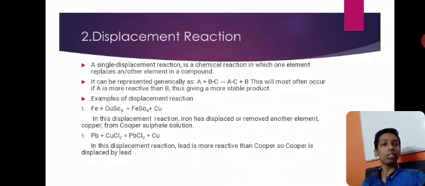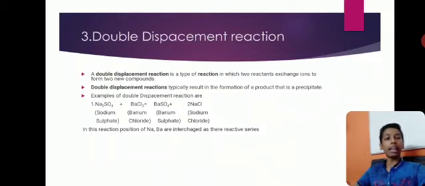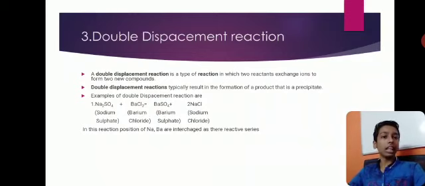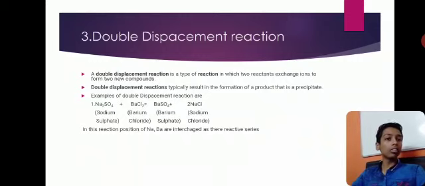Now we will see our third reaction, that is double displacement reaction. A double displacement reaction is a type of reaction in which two reactants exchange their places to form two new compounds. A double displacement reaction typically results in the formation of a product that is a precipitate, meaning it will settle down. We will see an example. Na2SO4, sodium sulfate, plus BaCl2, barium chloride, gives you BaSO4, barium sulfate, plus 2NaCl, that is sodium chloride. Here in this reaction, the positions of Na and Ba are interchanged.